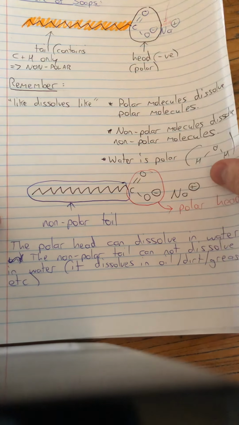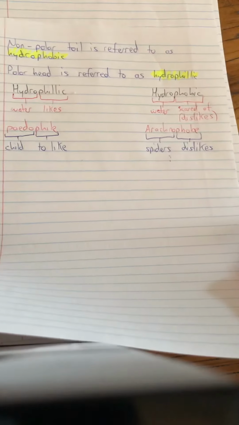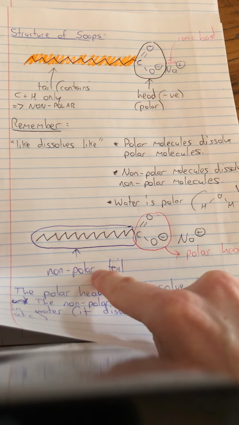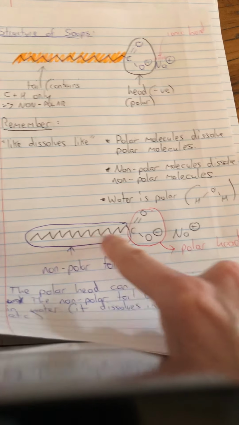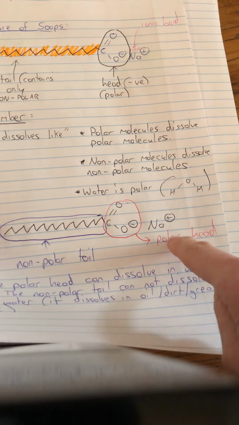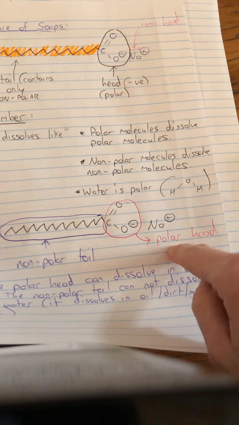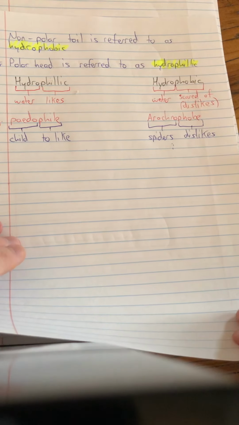Then finally, the last thing we spoke about was these two new terms, hydrophobic and hydrophilic. When we're talking about the tail, we refer to the tail as hydrophobic because it's non-polar, it doesn't like water. However, when we're referring to the head, the polar head, we call that hydrophilic because it likes water. Okay? Right, we will leave that there. Thank you.